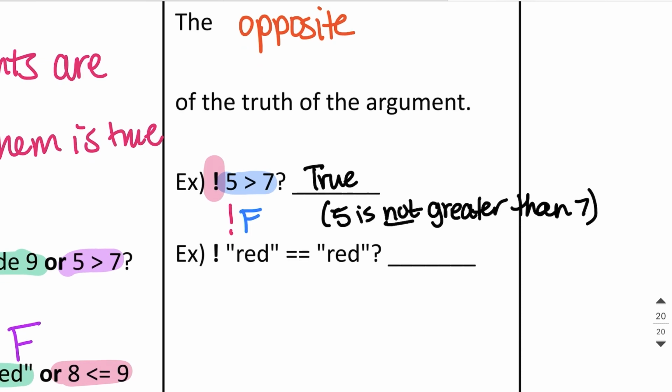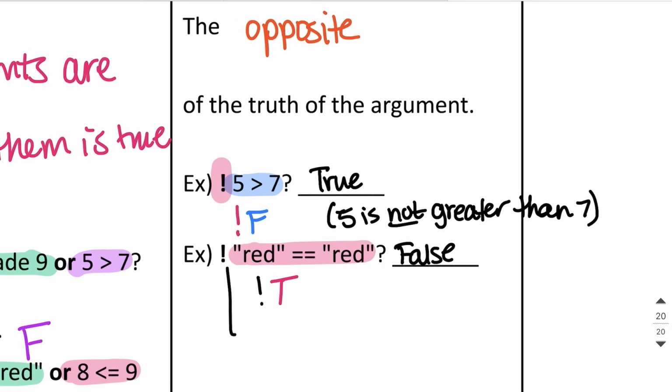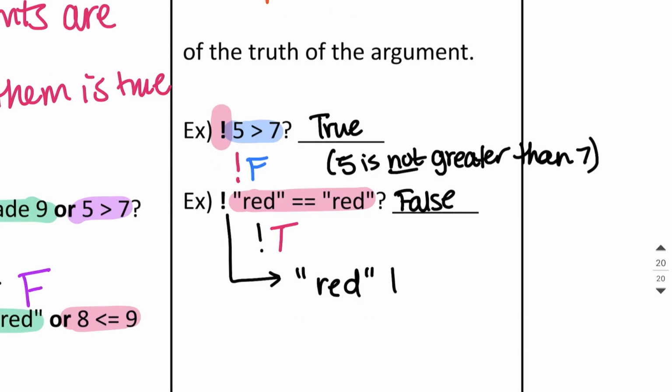Okay, and then lastly, in the last example that we have here, red is equal to red. This is a true statement. But then this is saying not right here. So that means that the final answer will be false. But in other words, this right here is saying red is not equal to red, which is a false statement.